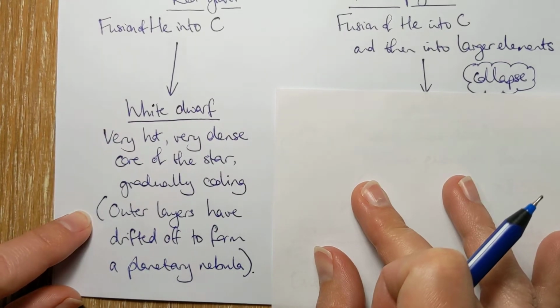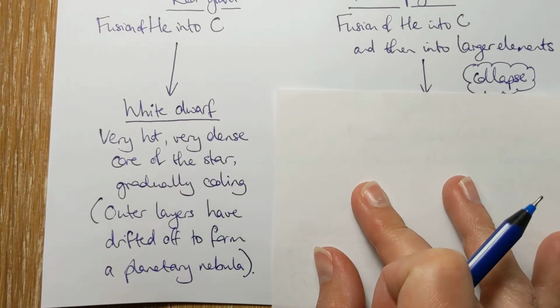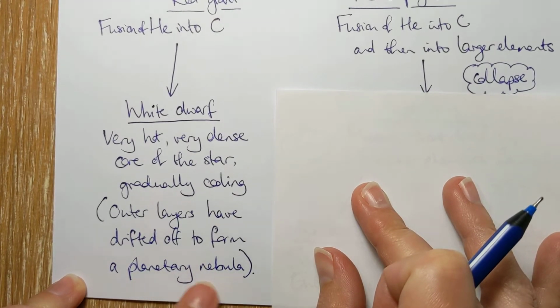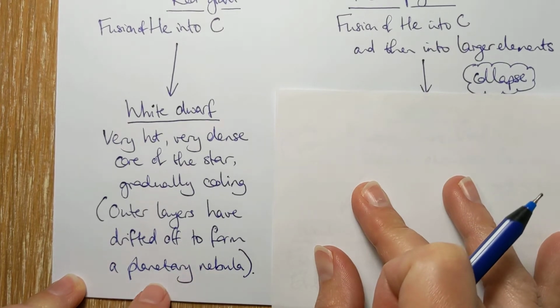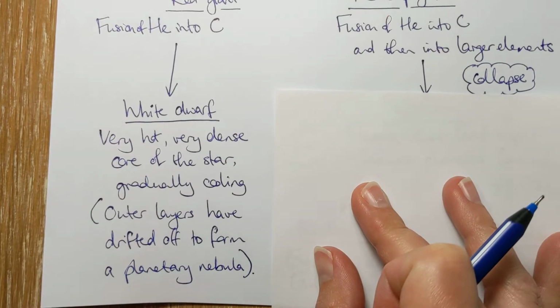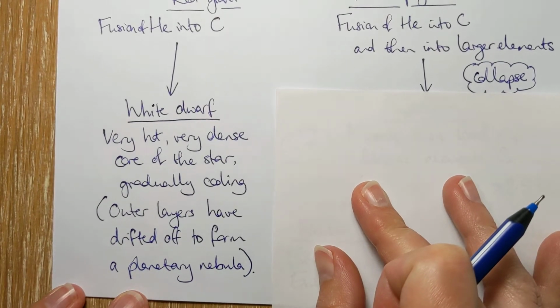The outer layers, when the star collapsed again, remember the outer layers don't feel as much gravity, and so the outer layers drift off to form a planetary nebula. This is a misnomer. It hasn't got anything to do with planets. It does just mean a nebula that has been created by the outer layers that drift off the core.